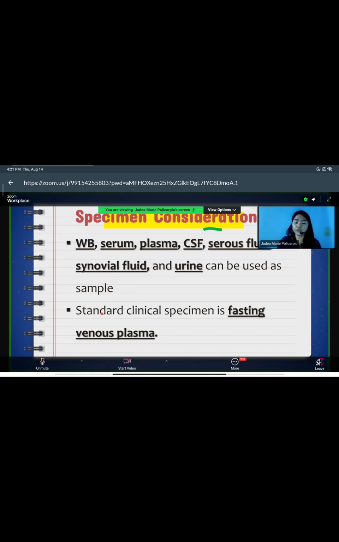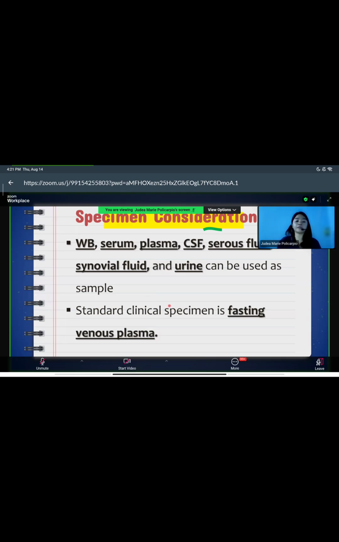If you really want to know if the glucose is well regulated inside your body, ang magandang specimen pala ay fasting venous plasma. Uy, ingat kayo ha, hindi pala serum. Serum yung most common. Pero iba ang most common sa most preferred. Ang mas preferred pala natin ay plasma. Venous plasma. Fasting venous plasma.